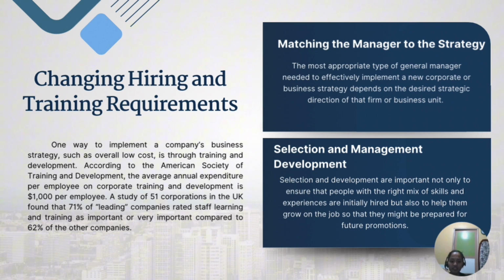Next one is selection and management development. Selection and development are important not only to ensure that people with the right mix of skills and experience are initially hired, but also to help them grow on the job so that they might be prepared for future promotions. Management development is a process used to create effective managers. A manager is anyone who works between the executive and entry level personnel within an organization that helps those people perform labor to ensure the company reaches its goals.